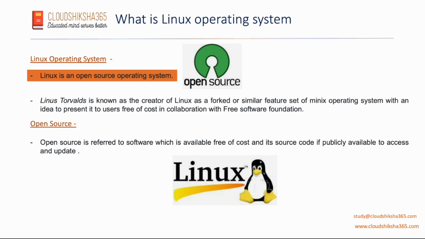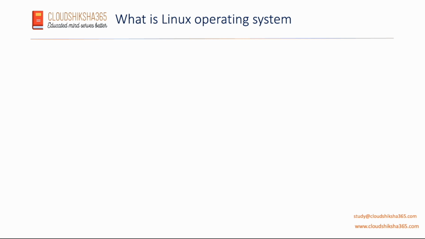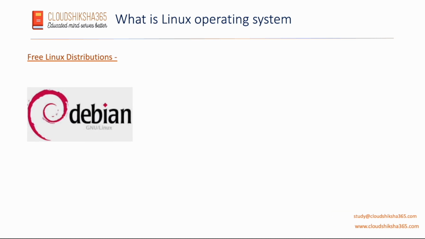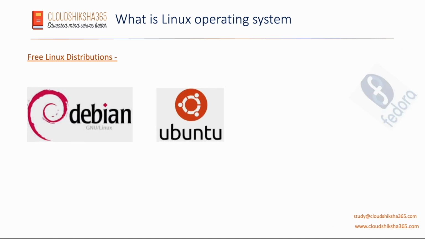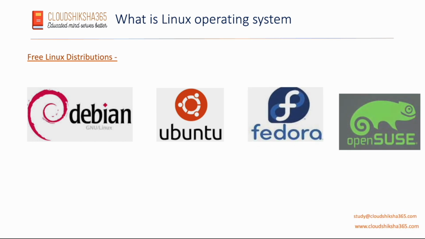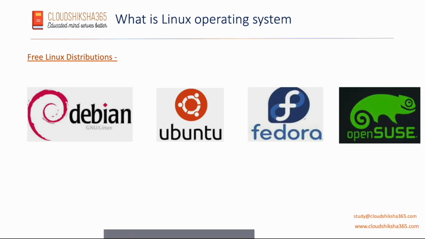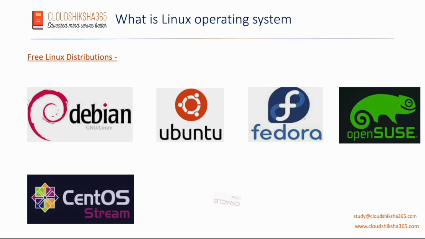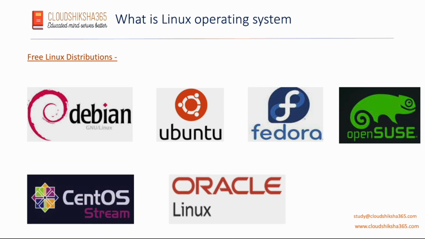There are so many Linux distributions. We call these various operating systems distributions because they vary a bit from one to another. However, their core, which is the kernel, remains the same. The most widely used top open source Linux distributions which are freely available are Debian, then Ubuntu, Fedora, OpenSUSE, CentOS Stream, and Oracle Linux.